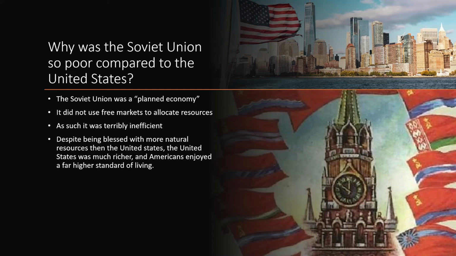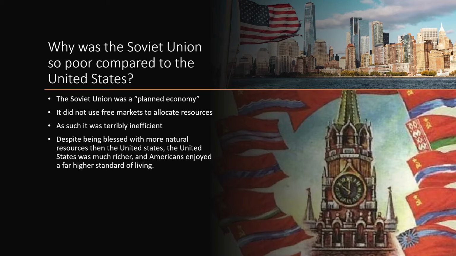So, as we said, the Soviet Union was a planned economy. It didn't use free markets, to the detriment of its citizens. It was incredibly inefficient. Now, a lot of people, and I really want to ram this point home, the Soviet Union was actually blessed with even more natural resources than the United States, if you can believe that. So the Soviet Union, holding everything else equal, should have been richer than America, but in fact it wasn't.